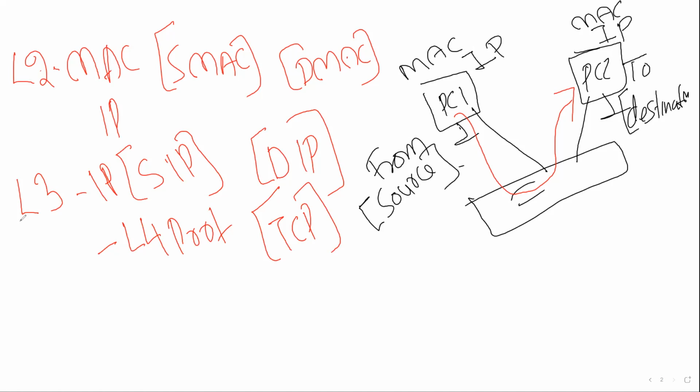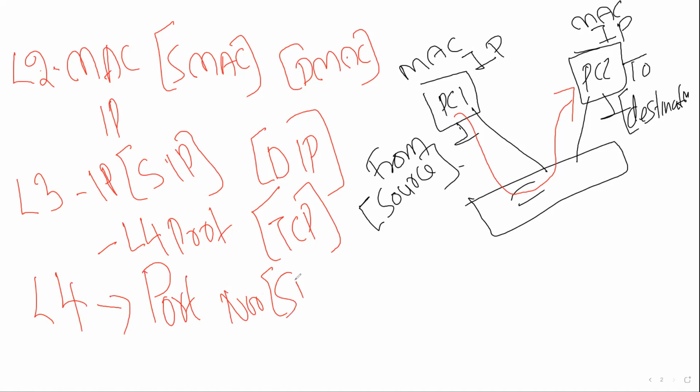When you go for layer 4, the next layer, all this information you will get when you send data. In layer 4, you will come to know what port number you are using, like HTTP, FTP, DNS, Telnet, SSH. There are many application layer protocols which will be bound to layer 4 TCP or UDP. So the source port and destination port.